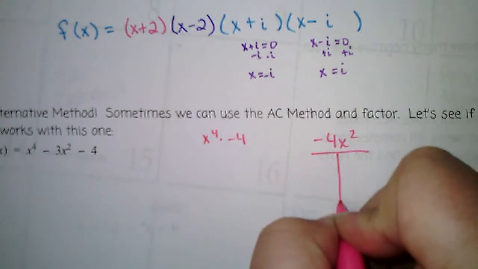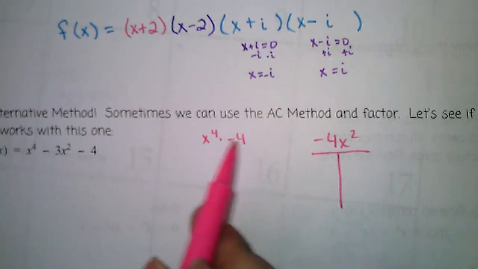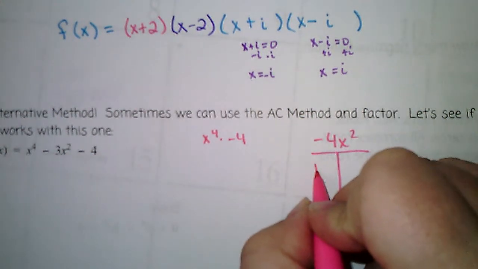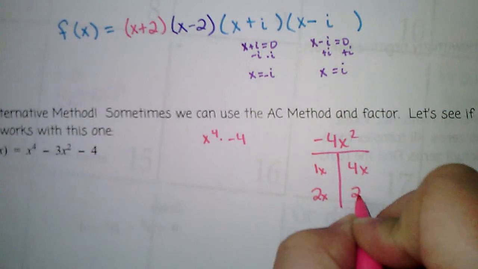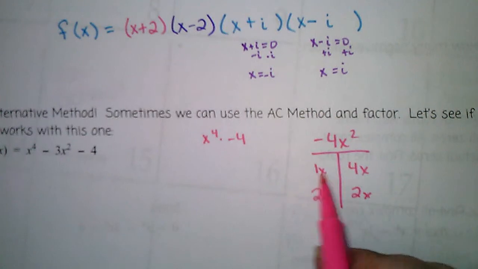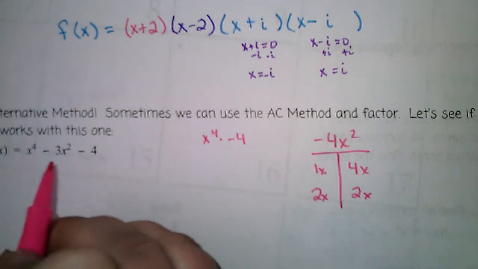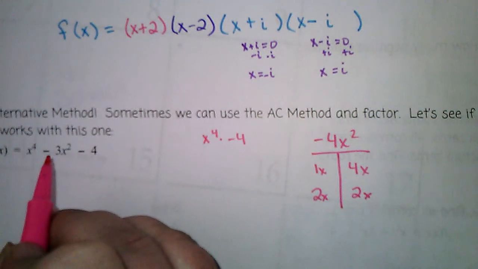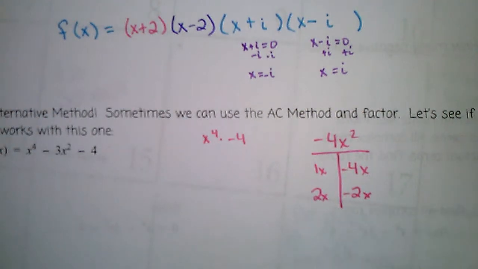Then to factor, well, first we should have looked for a GCF. There's not one. So we do A times C. So we got 1x and 4x, 2x and 2x. However, 1 times 4 doesn't give me negative 4, and neither does that. So I know I need one of them to be negative. I know they need to add to give me the middle term. So this is the sign of the larger number. So it's going to be negative 4 and negative 2.